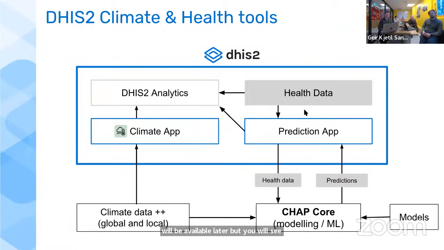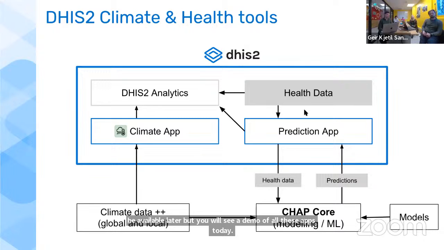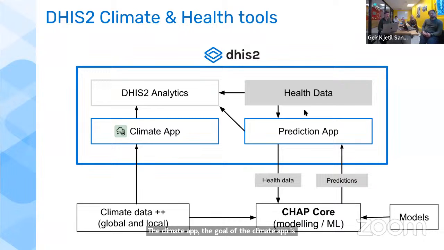The goal of the climate app is to import weather and climate data, both global and local. We are starting with global data, and the same techniques of how we are harmonizing this data with the health data also applied to the CHAP platform. So all of this is linked together.